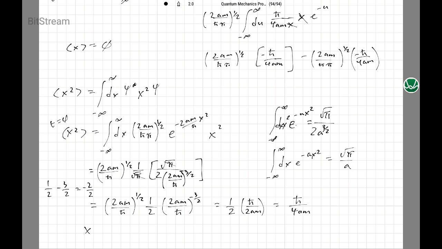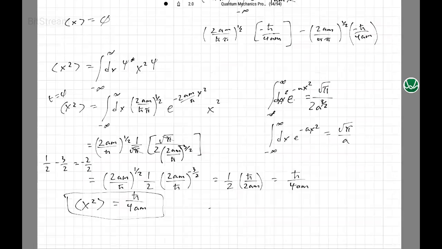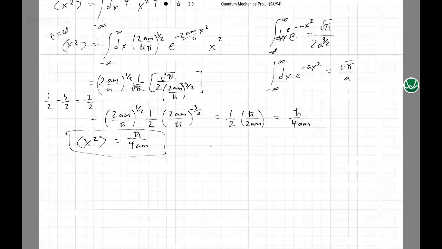Now that's such a nice clean result that it makes me absolutely certain that I messed up the expectation value of the momentum before, because that's just far too nice and clean. Okay, so there's that guy. That's nice.